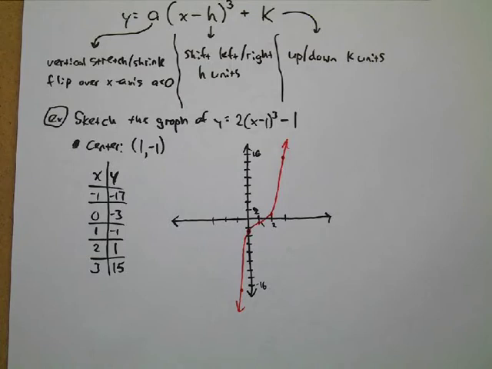Is this function odd? No. This is not odd. But wait a minute, it's got rotational symmetry. Why isn't it odd? If you flip it, I think I see what you're saying there. So yes, that's true. You can only have rotational symmetry around the origin. It's got to be about the origin.